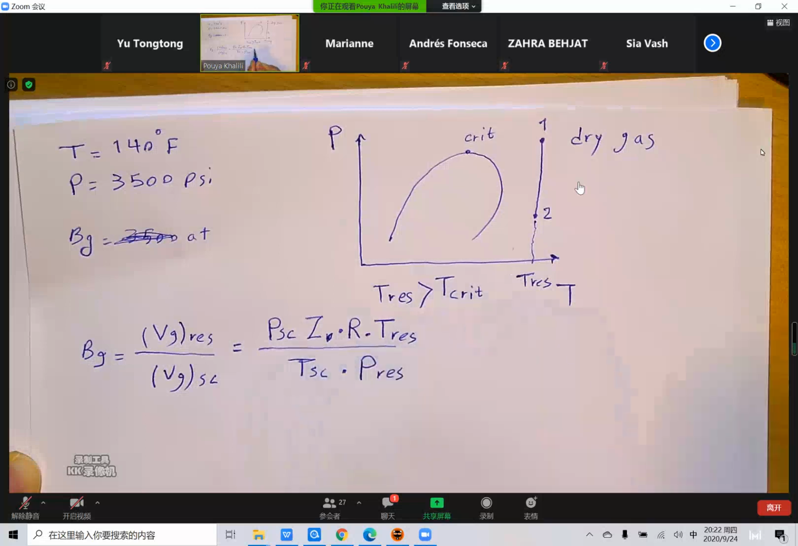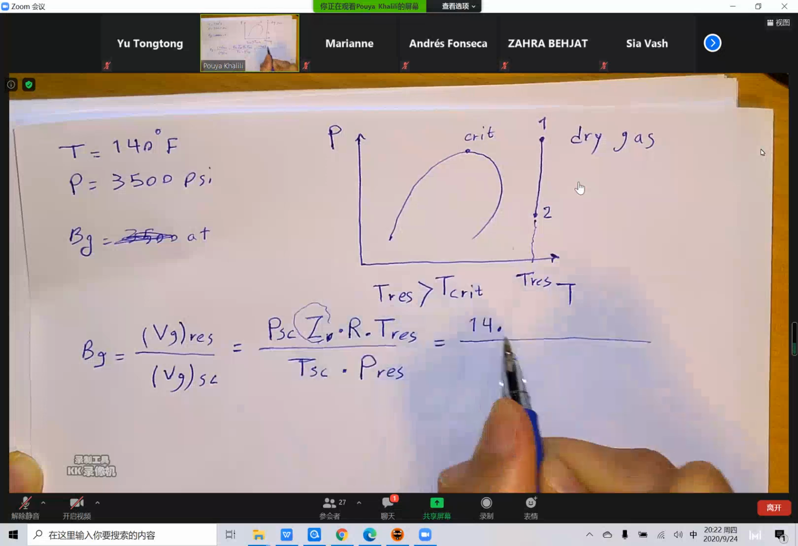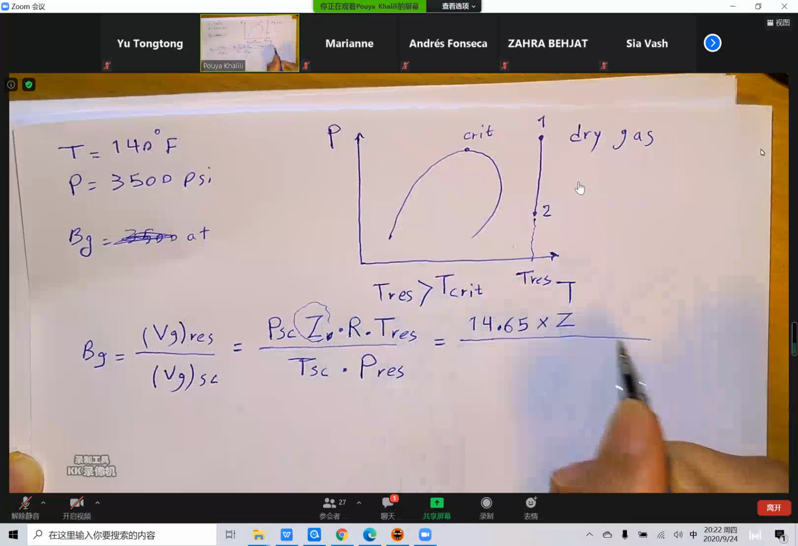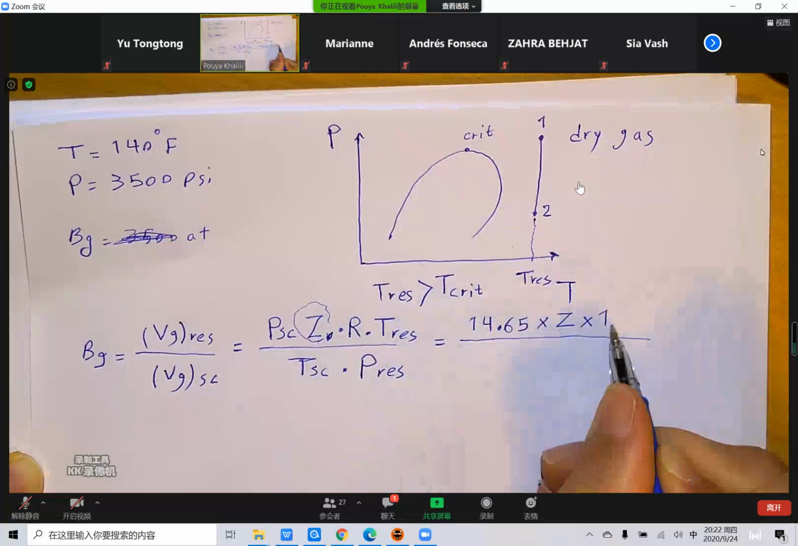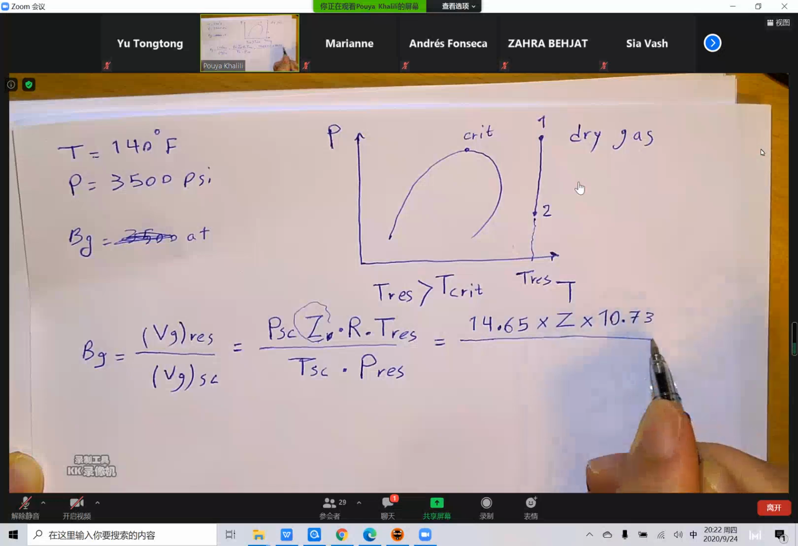So we have all this info except the compressibility factor. As you know, the pressure at the standard condition is 14.65. So we don't know the compressibility factor, and the R is 10.73.